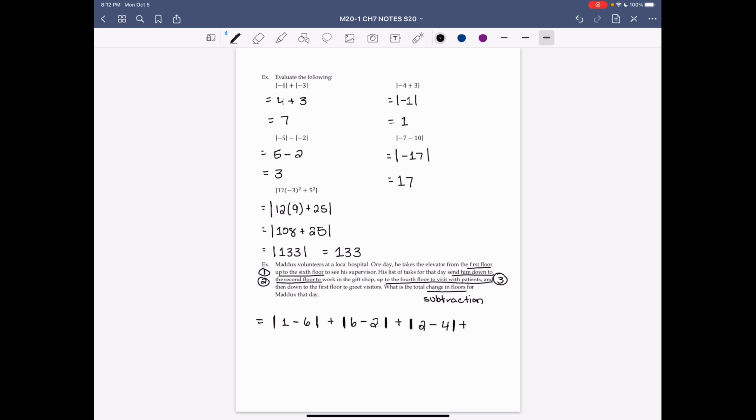And finally, he goes from 4 down to the 1st floor to greet visitors, which is our 4th absolute value. He goes from 4 down to 1. Now we can evaluate. 1 minus 6 is absolute value of -5, plus 6 minus 2, absolute value of 4, plus 2 minus 4 is absolute value of -2, plus 4 minus 1 is absolute value of 3.